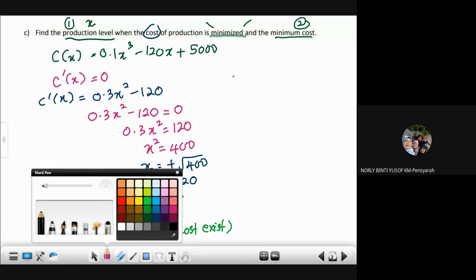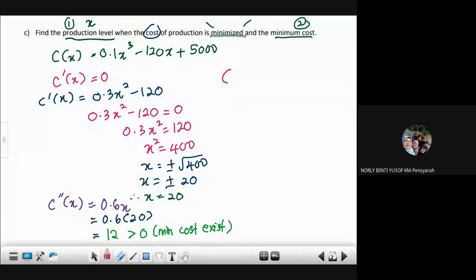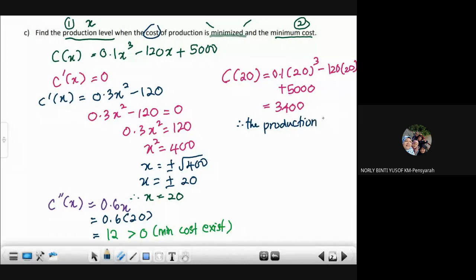So masukkan, since that you already got the level of quantity is 20, so masukkan C(20) in the function of cost. So 0.1, 20 power of 3 minus 120 times 20 plus 5,000. So you obtain 3,400 when you calculate. Then you have to put the conclusion. So here would be the production level is 20 unit.